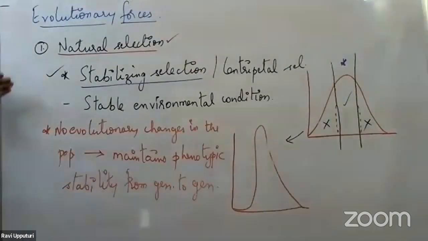Once we are done with this, we have two more selection processes, called directional selection and the other one called disruptive selection. Those two different types of selection, we'll take up in the next session.